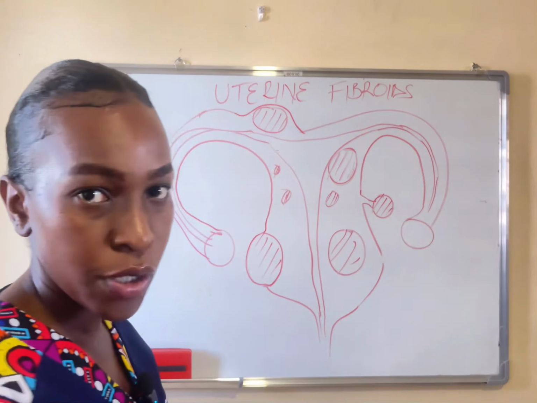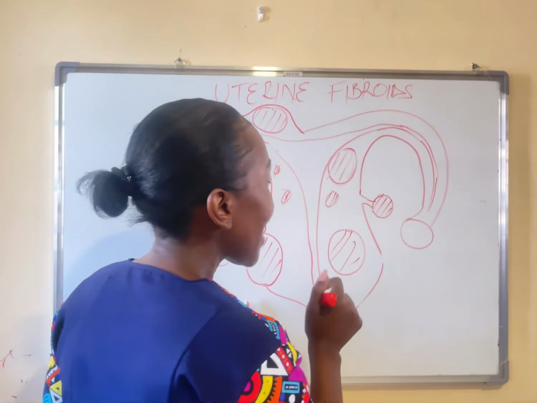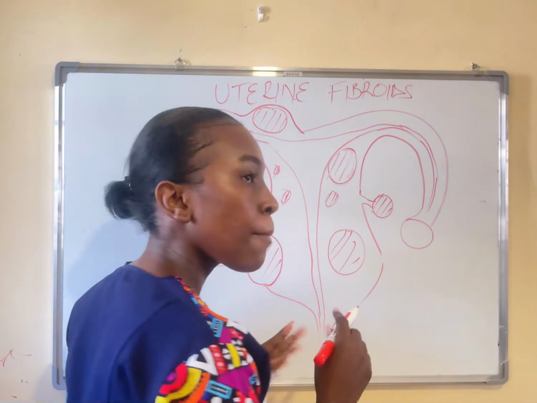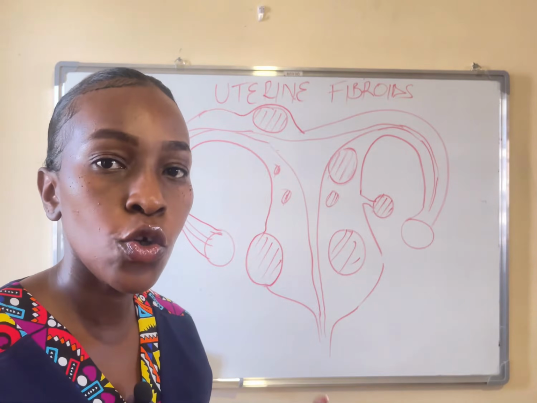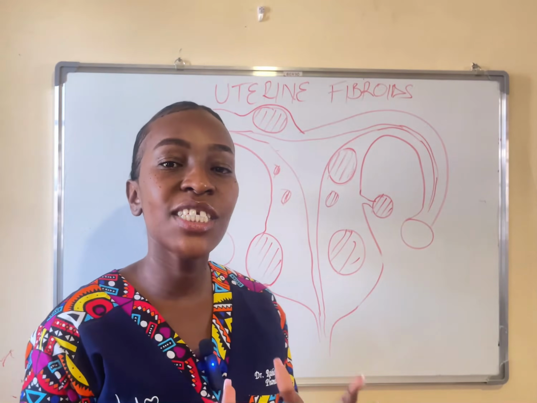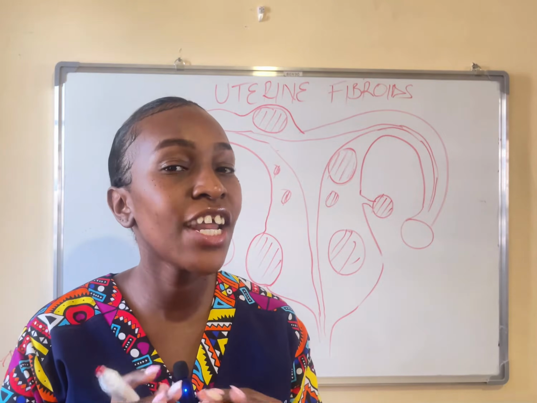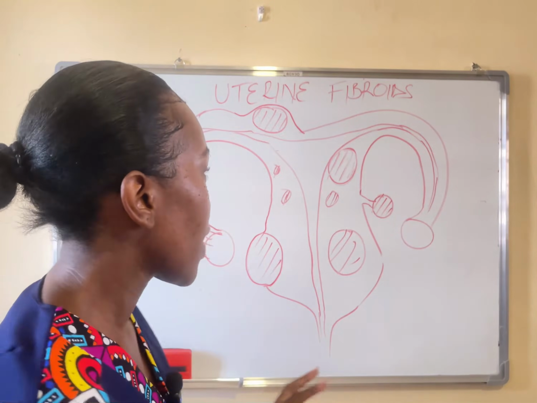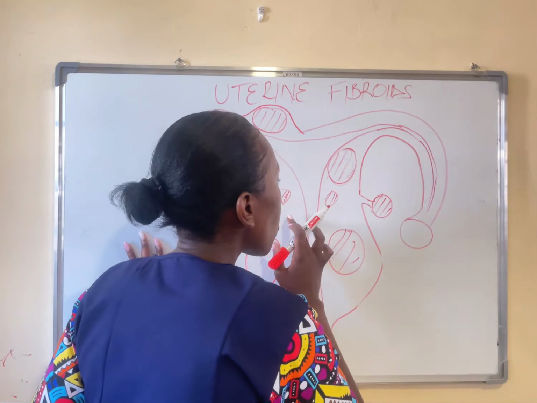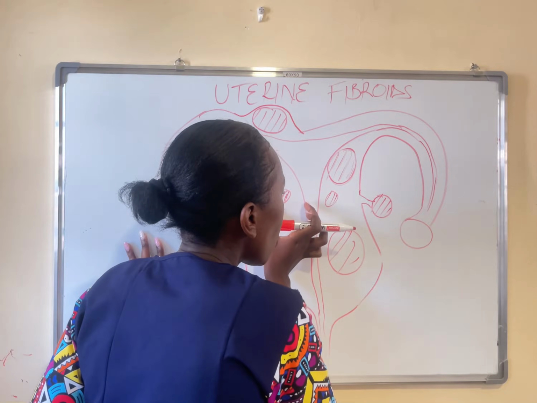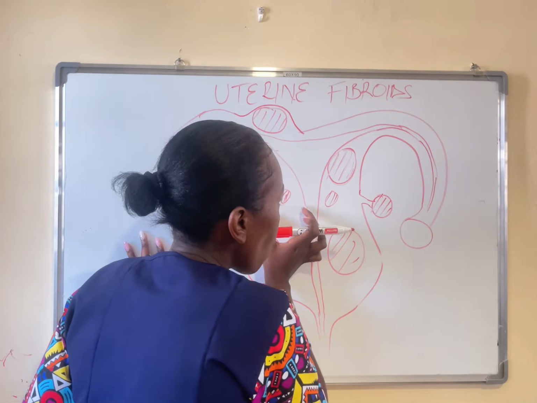So, what are fibroids? Fibroids are benign tumors. We call them masses, growths, or tumors. When I say something is benign, I mean it is not cancerous, because most fibroids are not cancerous. So they are benign tumors growing in the uterine wall.